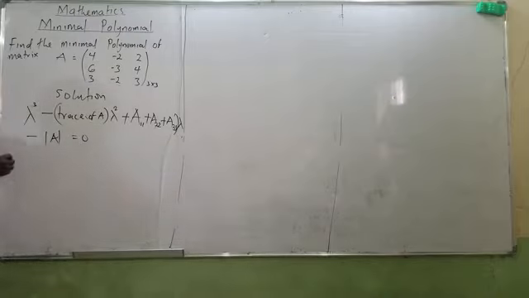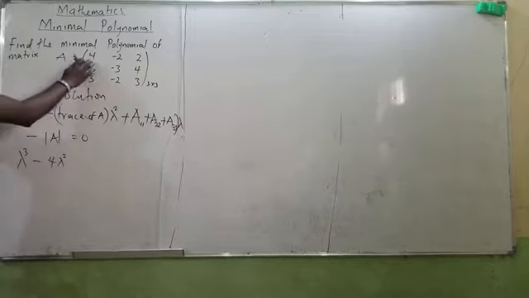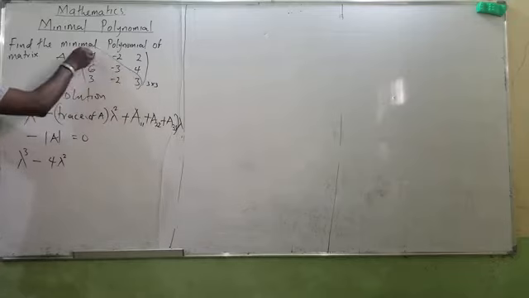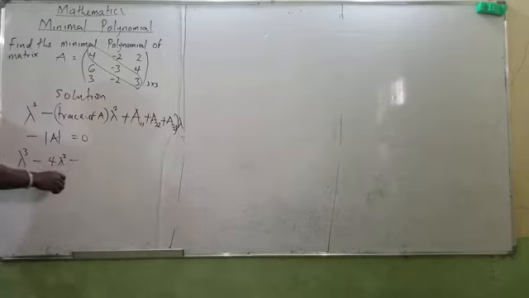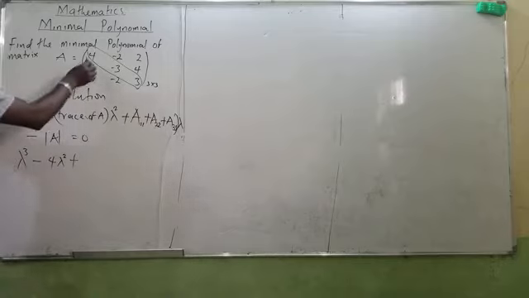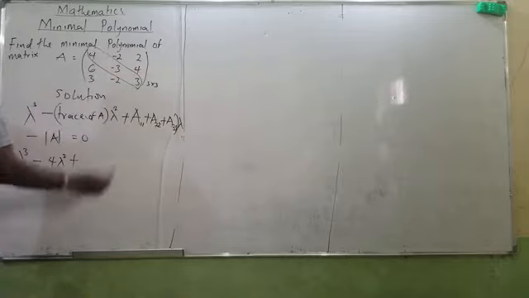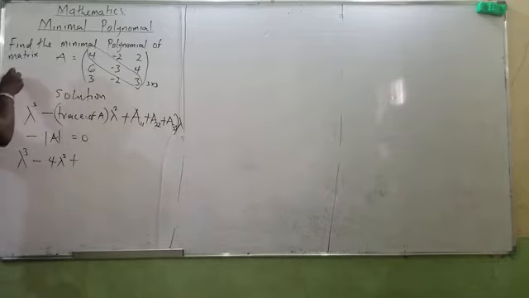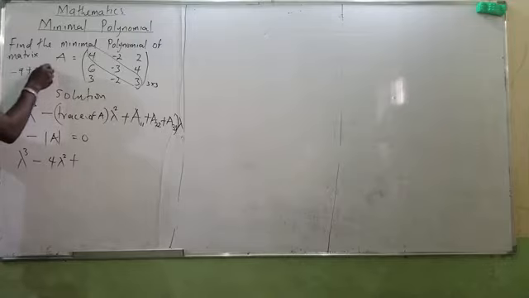Now, I'm talking about lambda raised to power 3. What is my trace? My trace will be minus 4 lambda squared; this plus this plus this, that is called trace. And plus, now the next thing is, I want to find this and this. This is going to be minus 9 plus 8, which is equal to minus 1.